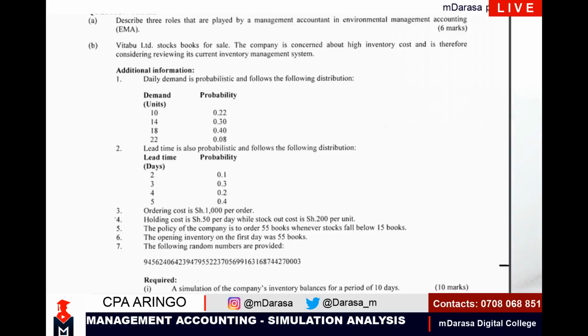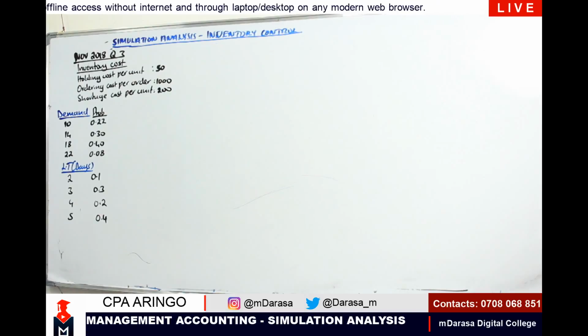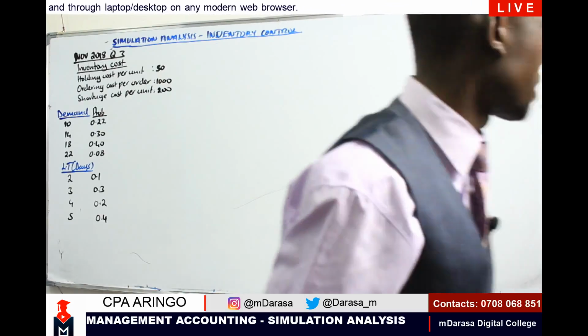Then come to note number 2. I was given lead time, in days: 2, 3, 4, and 5. Probabilities 0.1, 0.3, 0.2, and 0.4. Remember, we are analyzing that question. So that is what I was given in relation to lead time and demand, having our probabilities given.